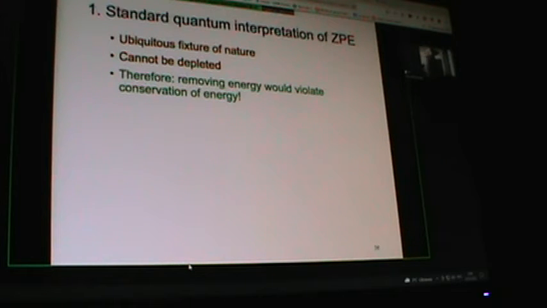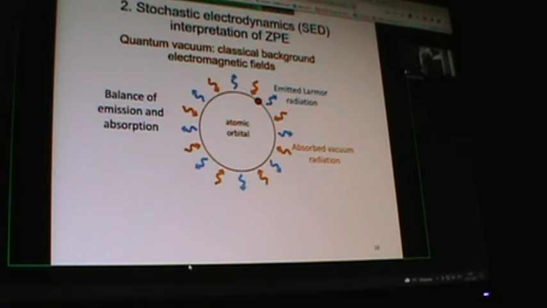Okay, let's take a look at stochastic electrodynamics. So stochastic electrodynamics says that the world is really classical with the addition of background electromagnetic fields that make up zero-point energy radiation. So, for example, if we take a look at an atom, according to the stochastic electrodynamic model, the atom has an orbiting electron.